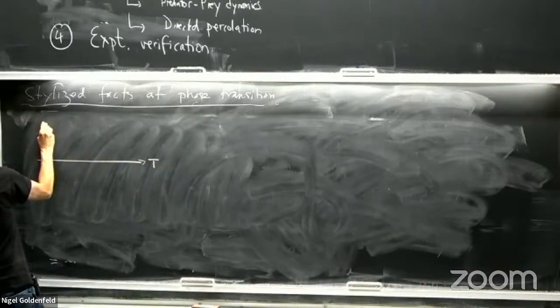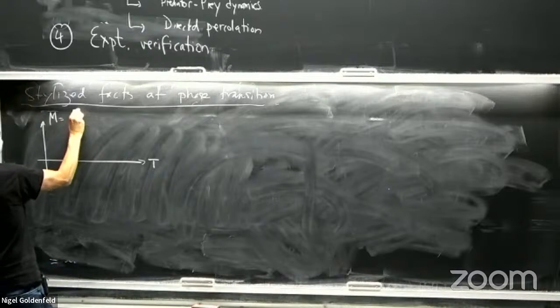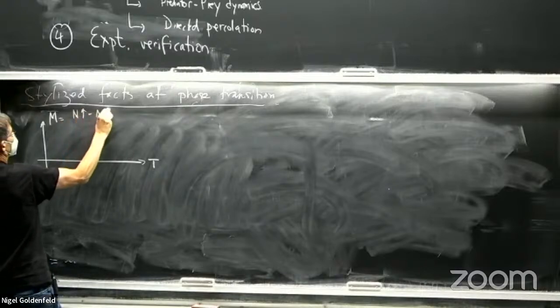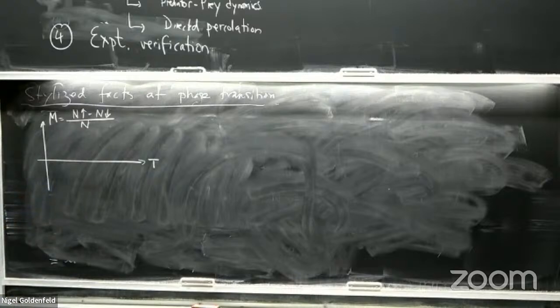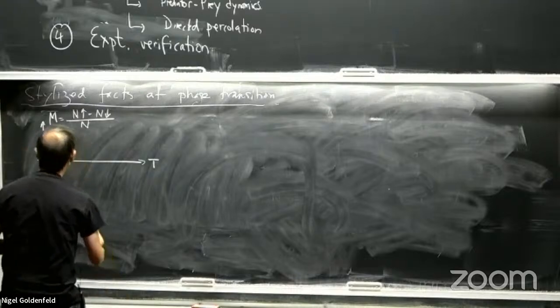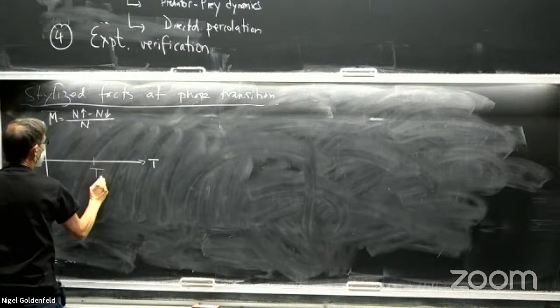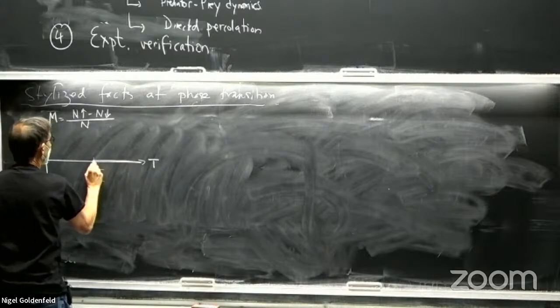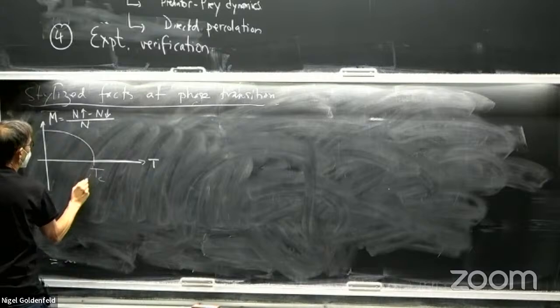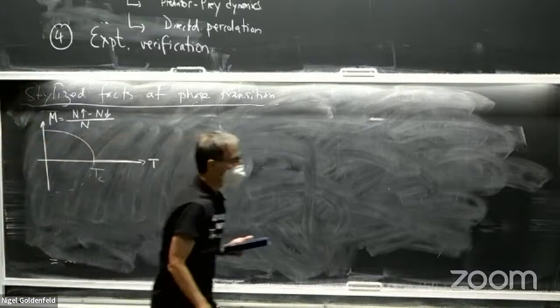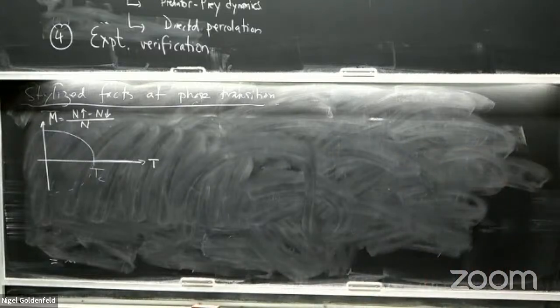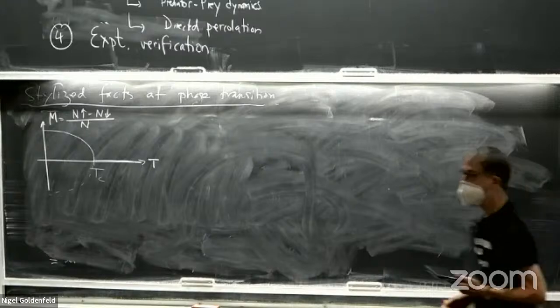If I measure the magnetization, which let's say is the number of spins up minus the number of spins down over the total number of spins, it's the magnetization per spin, what happens is below a certain TC, this comes up like this, or it could equally well have come down like that. And the thing that makes this interesting is the asymptotics of M as I go towards TC.